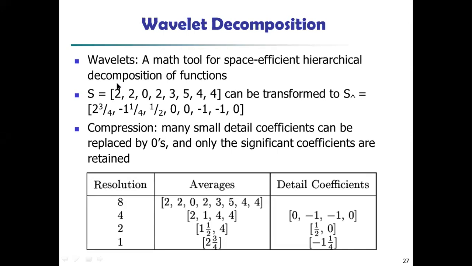In compression, many small detail coefficients can be replaced by zeros, and only the significant coefficients are retained. For example, consider resolution 8 with the values 2, 2, 0, 2, 3, 5, 4, 4, and the averages at each resolution. Now, in compressing the data, the detail coefficients are given below. These are the wavelet coefficients. Out of 8 values, we represent 4. Here 2 is the average of the first two values.